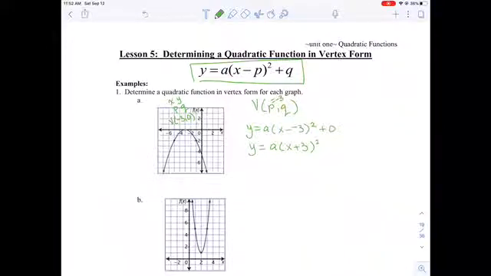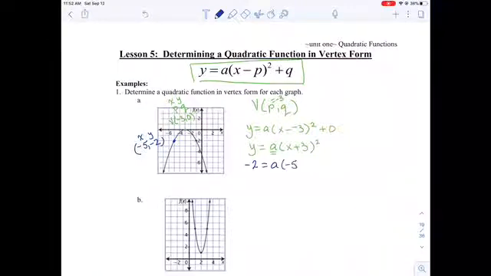In order to solve for an unknown, I can't have 3 unknowns in an equation to solve for one. So I always have to find another point. Let's go back here and choose one of the points that is given to us. We know this is (-5, -2). So that's my x and my y value. I'm just going to plug those in. -2 is equal to a(-5 plus 3) all squared.